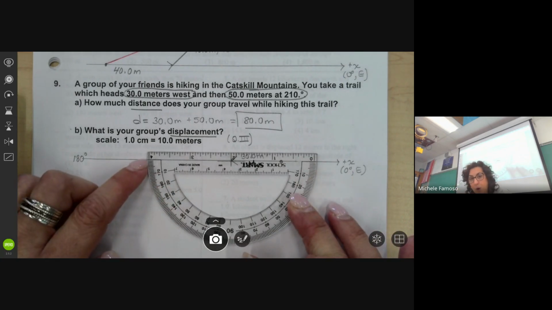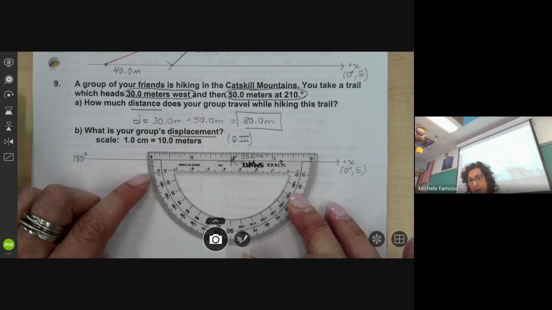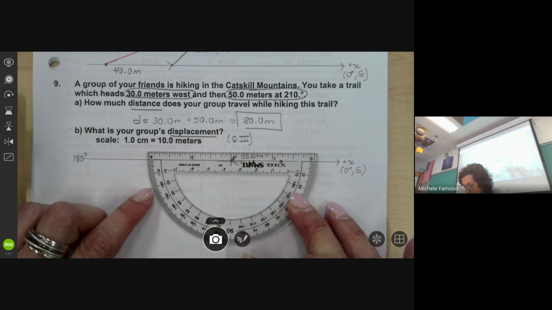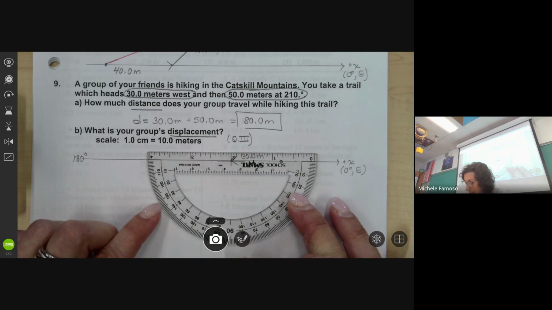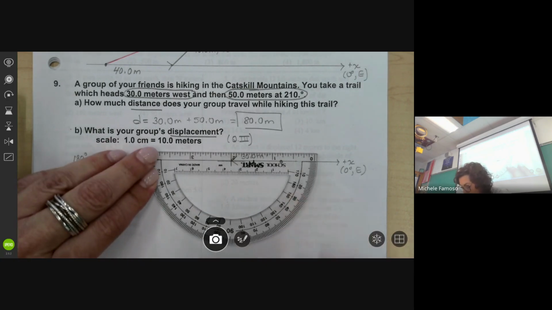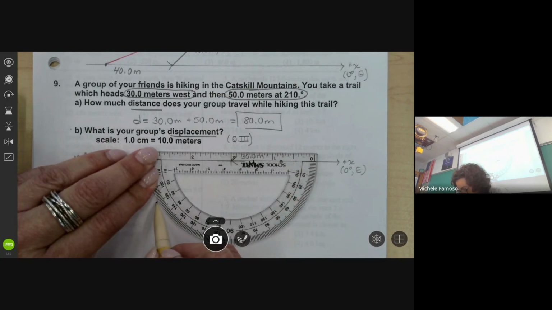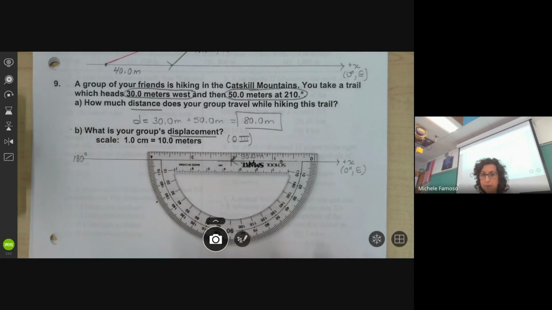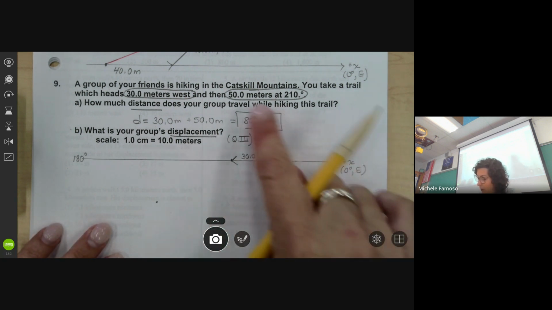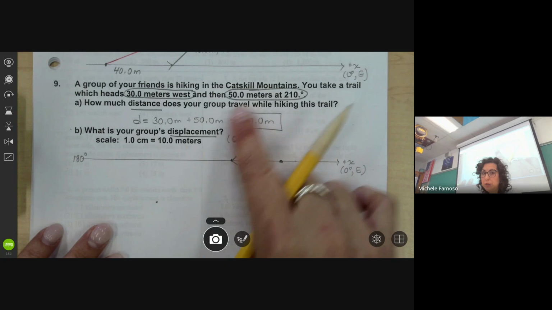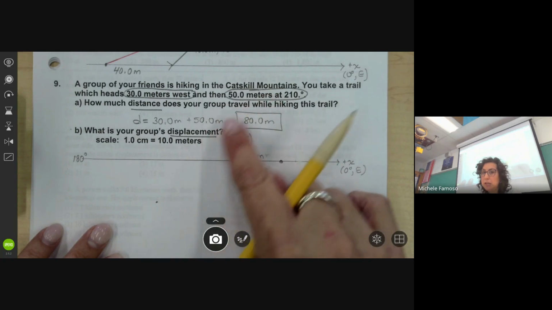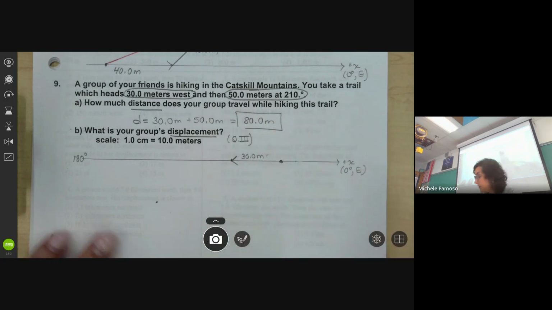So this is 180, 190, 200, 210. You see how that works? Make a little dot there at the 210 degree spot, which would be 30 beyond the 180. We now pull that out and we're going to try to measure out 50 meters. 50 meters in this scale is 5 centimeters.